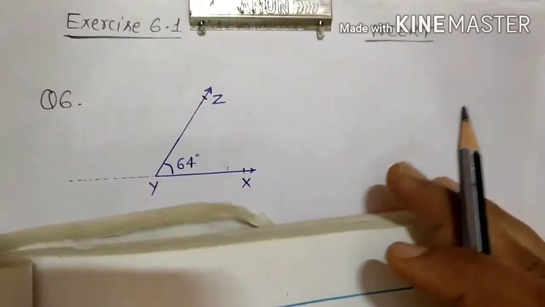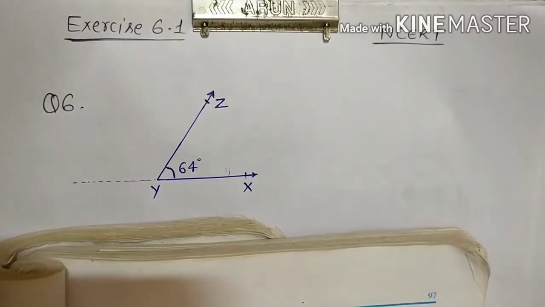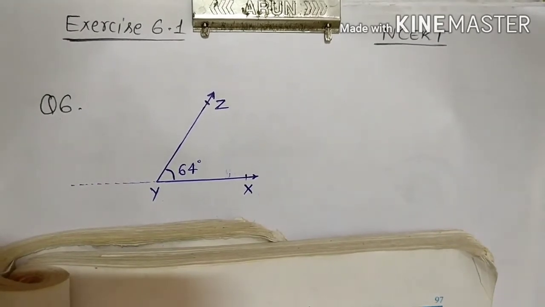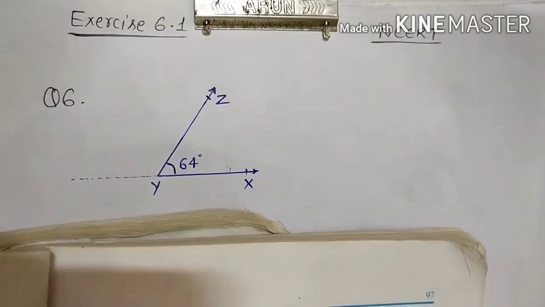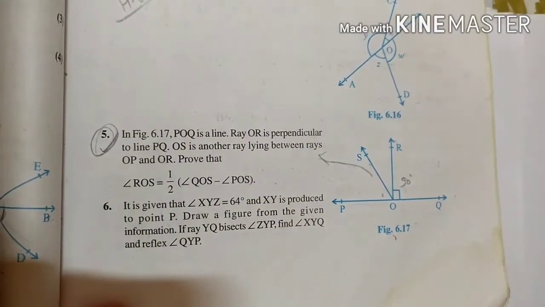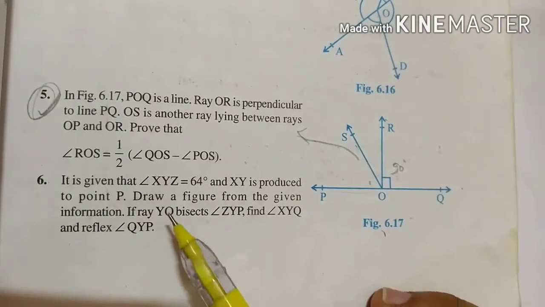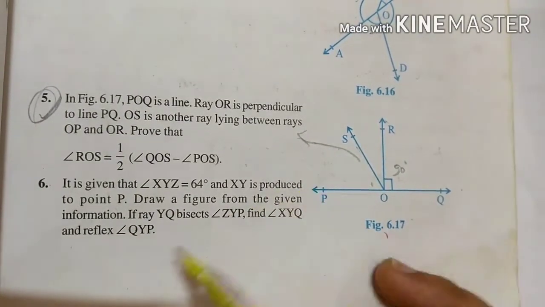So first we have drawn angle XYZ equal to 64 degrees. And then what are they saying? They are saying to produce this XY more, till point P. So let's produce this one. As you can see, we have produced XY till point P. Now what are they saying? They are saying to draw a figure from the given information, as we have drawn already.